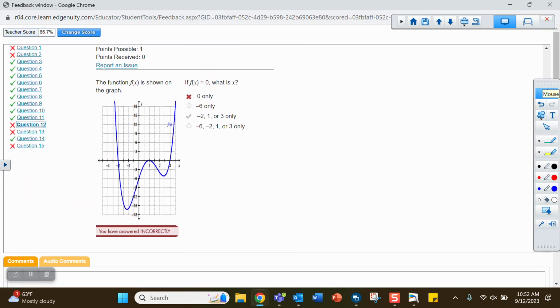Question 12, the function f of x is shown on the graph. If f of x is 0, what is x? So we're looking for all of the places where the graph touches the x-axis. You can see that happens at negative 2, positive 1, and 3. All of the values where the graph touches the x-axis.